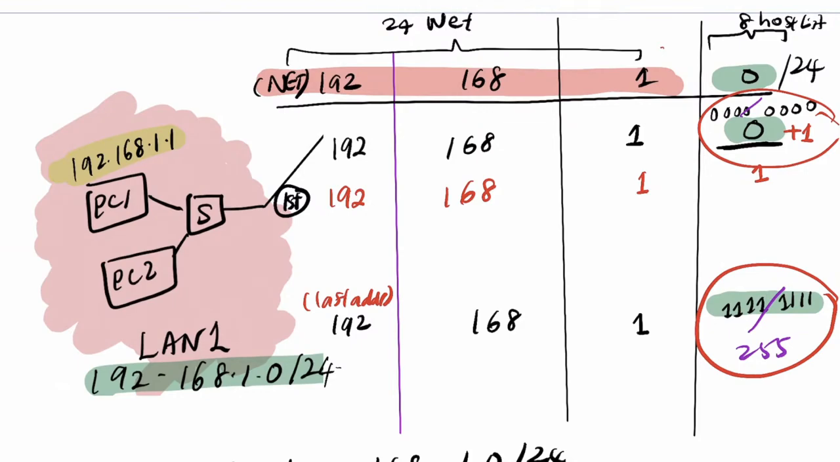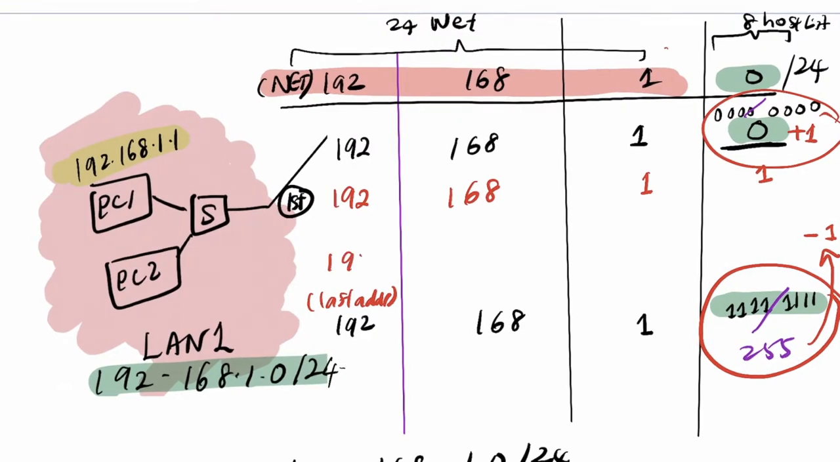Now, what about the last address? The last address we can find out by taking the broadcast address minus 1. So we take this address minus 1. That will give us 192.168.1.254. So this is the last address.